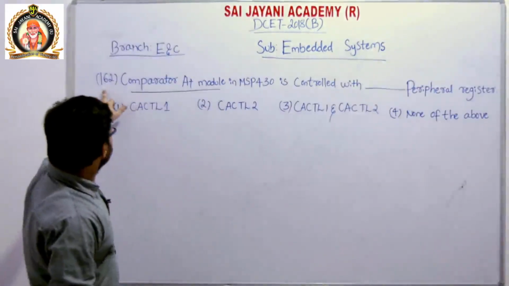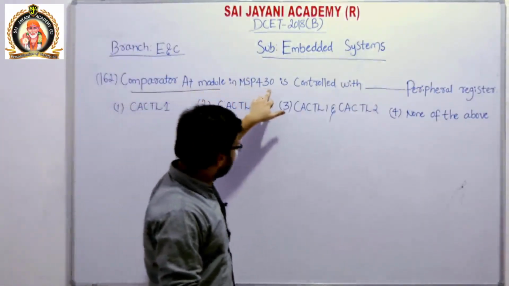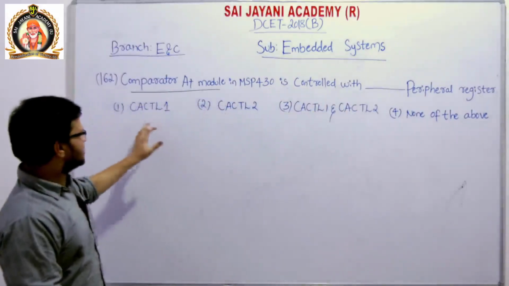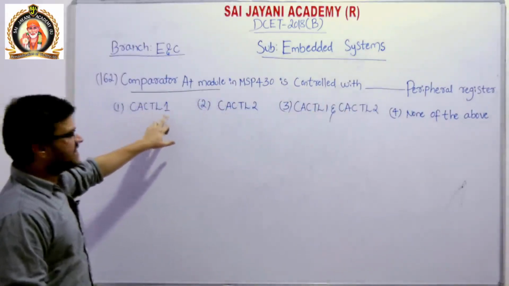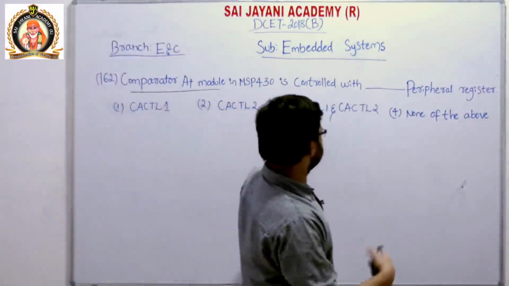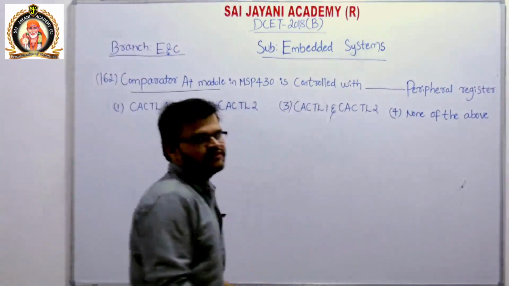The question number 162: the Comparator A+ module in MSP430 is controlled with dash peripheral register. The options are given below. The first one is CACTL1, the second one is CACTL2, the third one is CACTL1 and CACTL2, and the fourth one is none of the above.